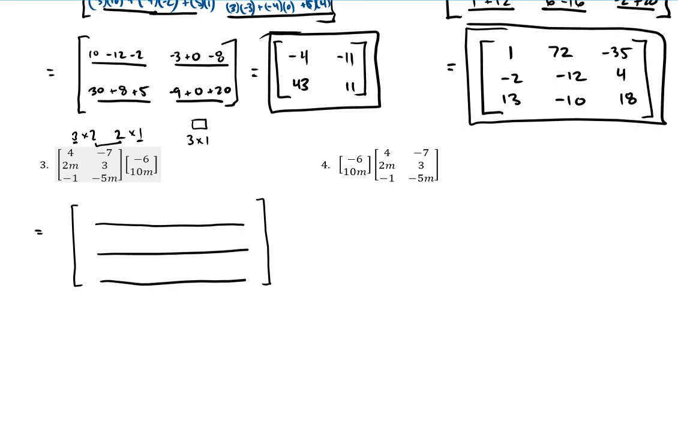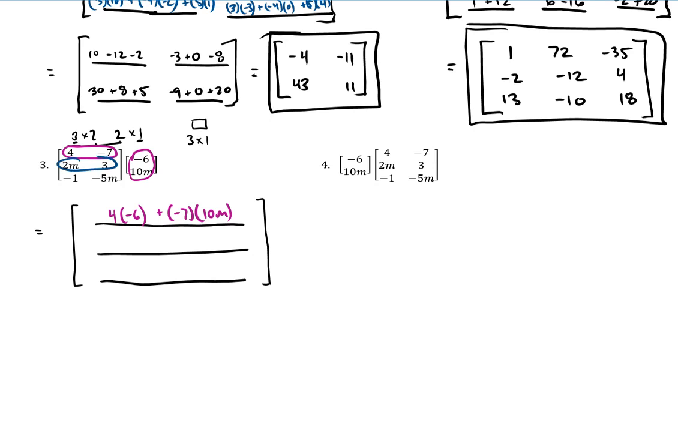All right, so let's break it down. This first row will multiply this column. So 4 times -6. This time around, let me do the parentheses again. So 4 times -6 and then plus -7 times that 10m. So there's the first one.